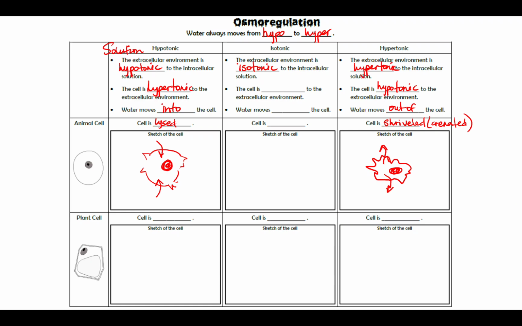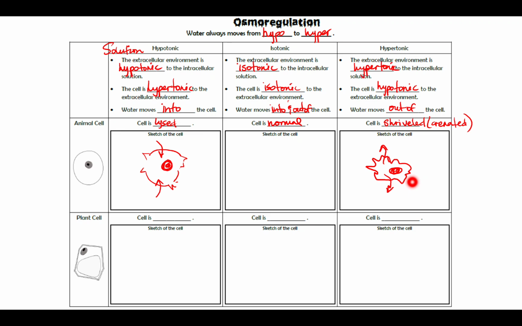Okay? Then if we go to look at the isotonic solution. Iso means equal, so that means both solutions are going to be isotonic to each other. And that means water moves both into and out of the cell. And for an animal cell, this means the cell is normal.